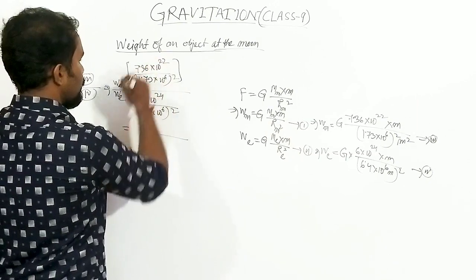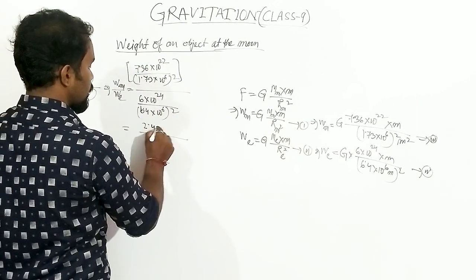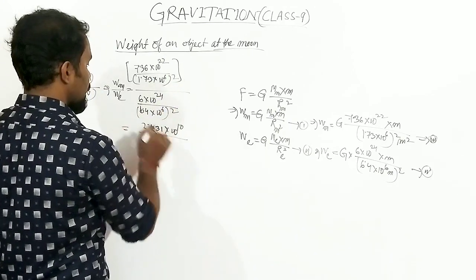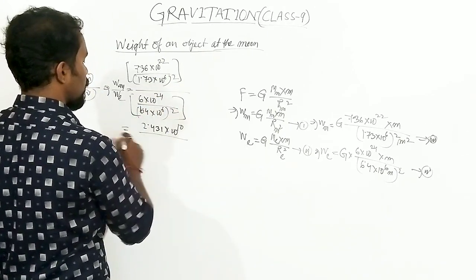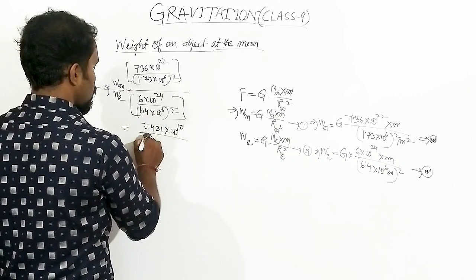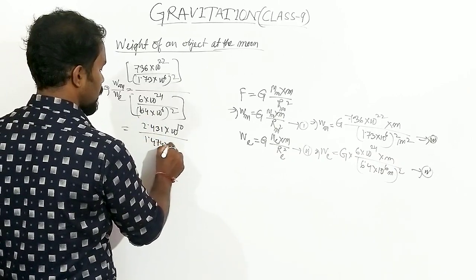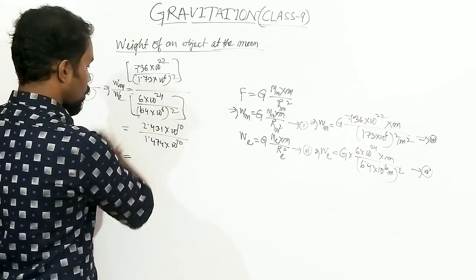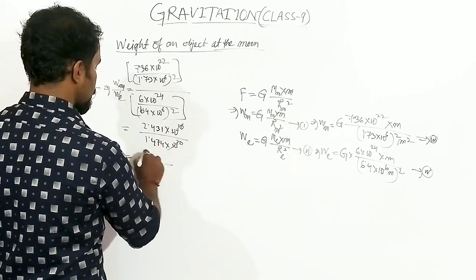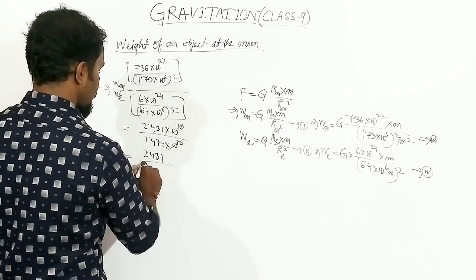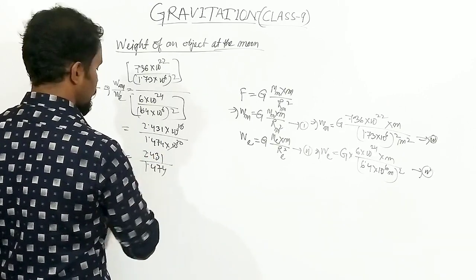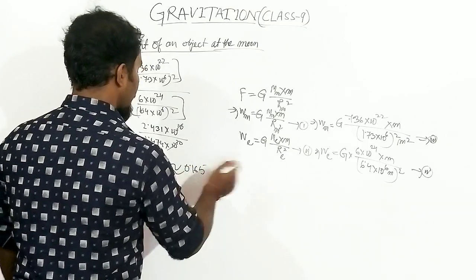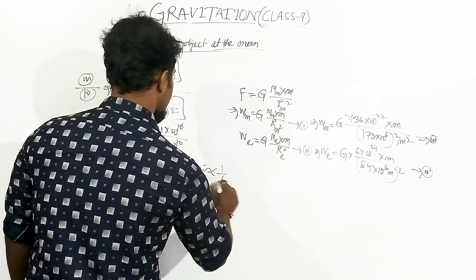If you solve the first part, you are going to get 2.431 into 10 to the power 10. Cancelling the units, if you solve the second portion, you are going to get 1.474 into 10 to the power 10. Further, the 10 to the power 10 will cancel, 2.431 will be there and 1.474 will be there. If you solve this, you get 0.165, which is almost equal to 1 by 6.